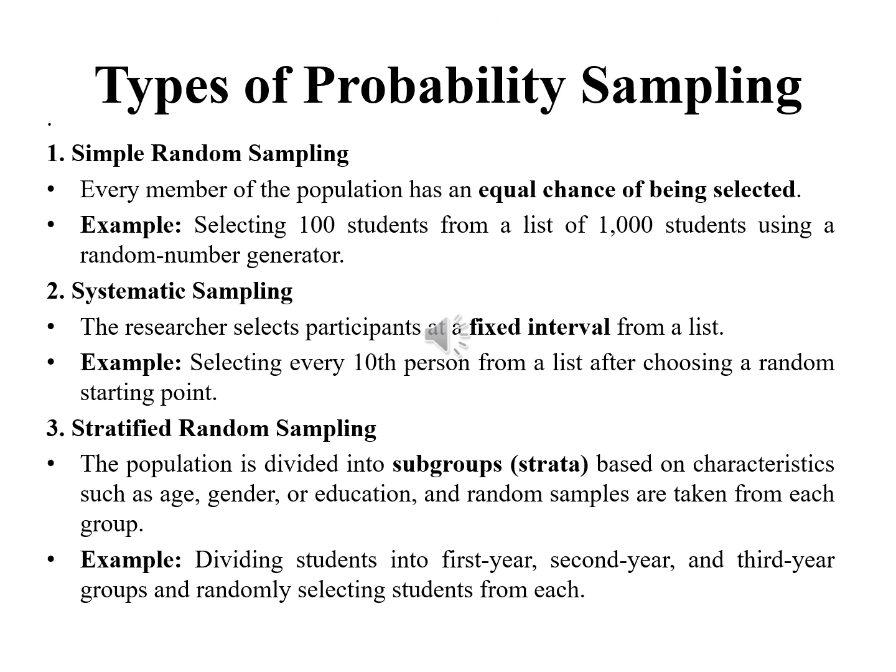Then we are having systematic sampling. Here the researcher selects people at a fixed interval from a list. For example, from a list of students, after choosing a random starting point, the researcher selects every 10th student. So selecting every 10th person after a fixed interval is called systematic sampling.